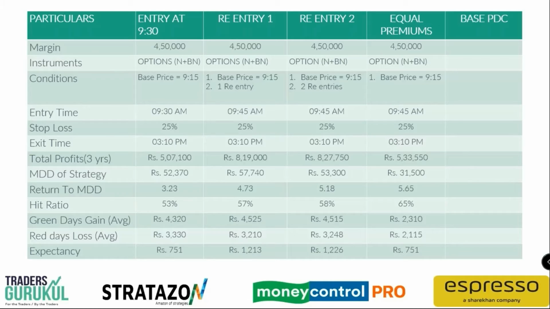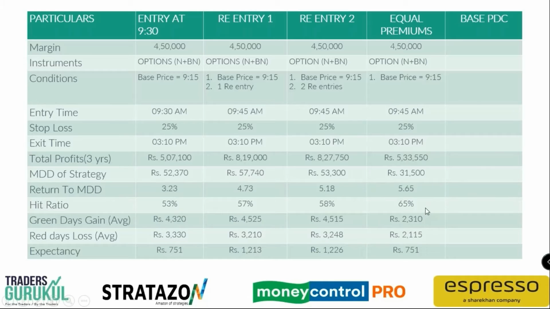So what happens if I go with this strategy? Your margin is the same, conditions are the same. But you are not taking the re-entry, because I'm comparing each strategy with our crossing strategy. Stop loss is 25%, exit time is 3:10 p.m. Total profit is 5,33,000. So what is the MDD? It is 31,500. In terms of max drawdown, it is better, because in our crossing strategy it was 34,000. Return to MDD is 5.65.